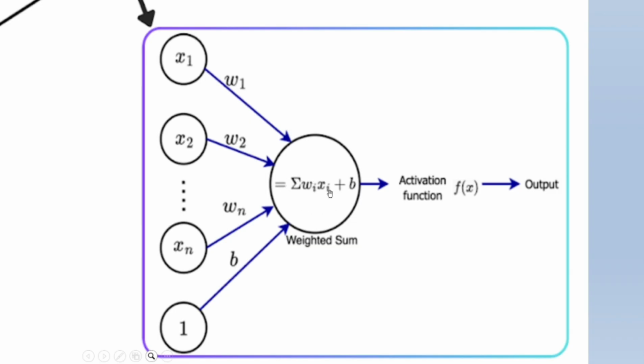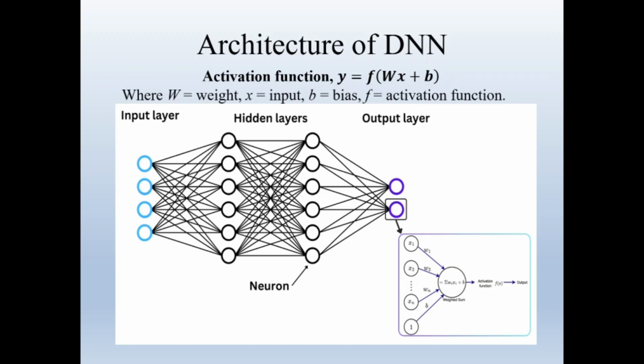So the summation of the weight parameters and the inputs with the bias goes into the activation function, which will be repeated several times until you get the target output. So this is the output for our processing in DNN. So that's what the activation function is given here. This is the activation function.